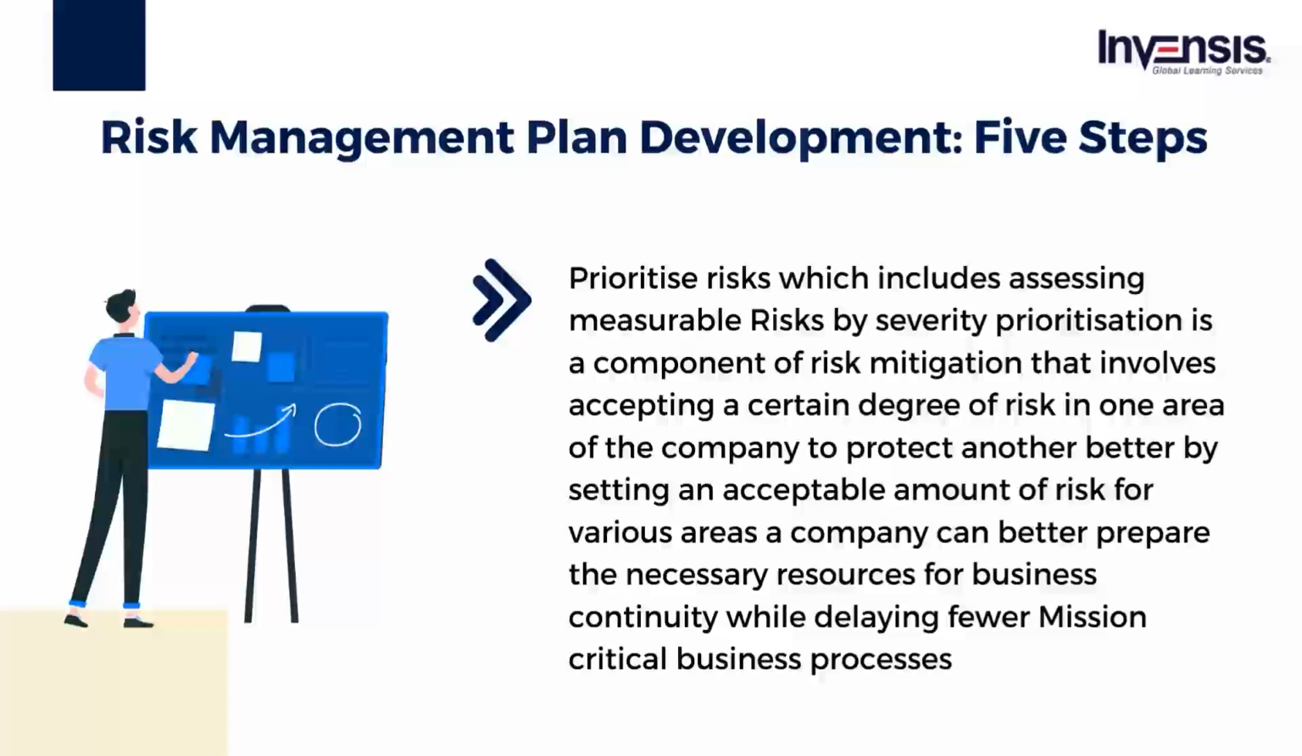Third, prioritize risks, which includes assessing measurable risks by severity. Prioritization is a component of risk mitigation that involves accepting a certain degree of risk in one area of the company to protect another better. By setting an acceptable amount of risk for various areas, a company can better prepare the necessary resources for business continuity while delaying fewer mission-critical business processes.